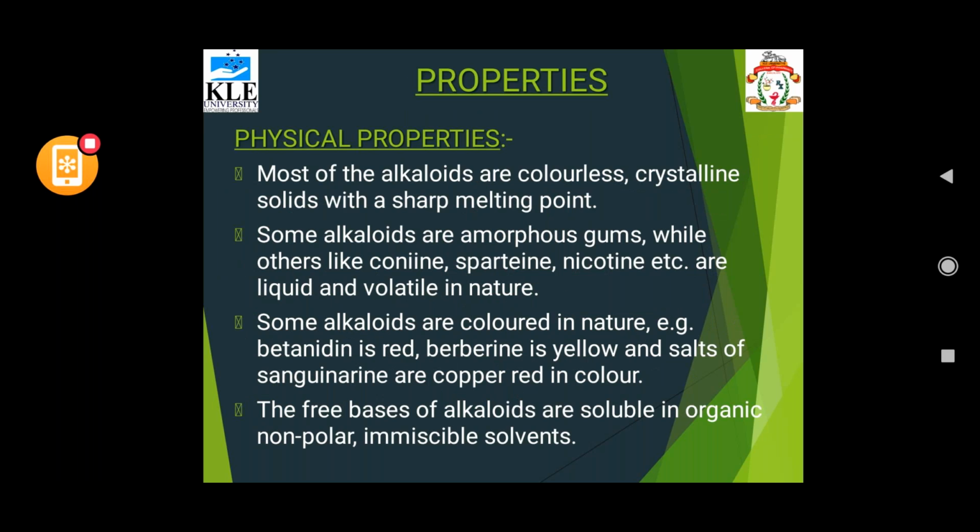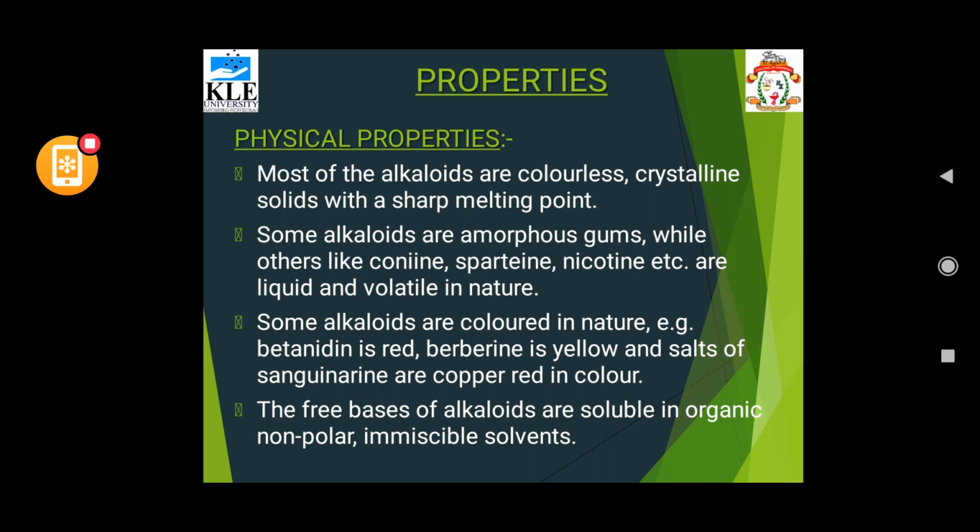Properties of alkaloids. Physical properties. Many of the alkaloids are colorless, crystalline solids with a sharp melting point. Some alkaloids are amorphous gums, while others like quinine, sparteine, and nicotine are liquid and volatile in nature. Some of the alkaloids are colored in nature. For example, betanidine is red, berberine is yellow, and salts of sanguinarine are copper red in color.